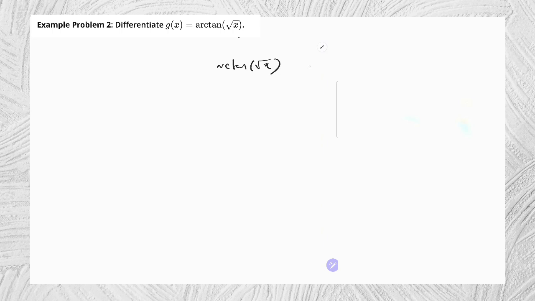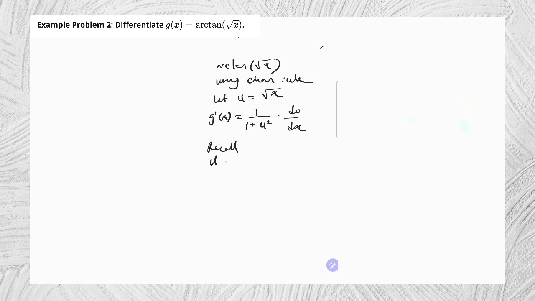So in this question, we are to differentiate g of x equals arctan square root of x. And we are going to use the chain rule to do that. So let u equal square root of x, such that g of x differentiated will give you 1 divided by 1 plus u squared times du/dx.